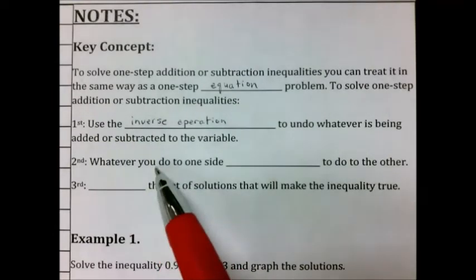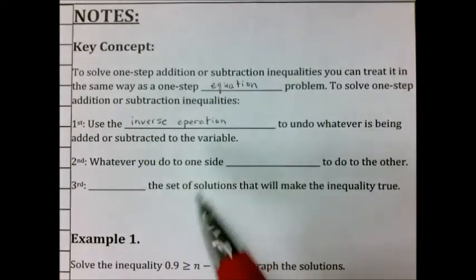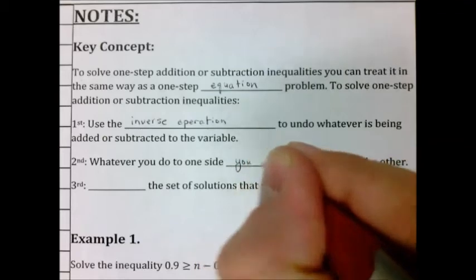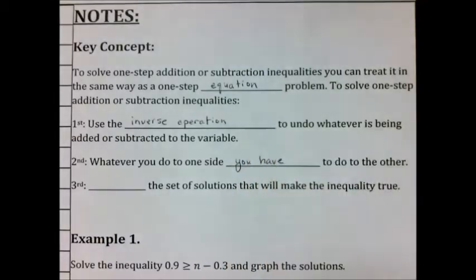Okay. The second step after you use that inverse operation is that whatever you do to the one side, you have to do to the other. Whatever you do to one side of the inequality, that less than or greater than sign, you have to also do to the other side. We have to keep it balanced.